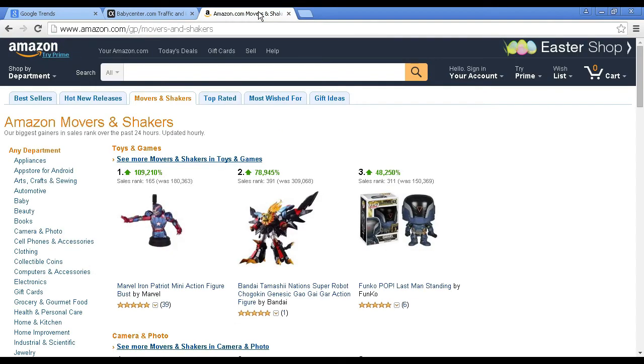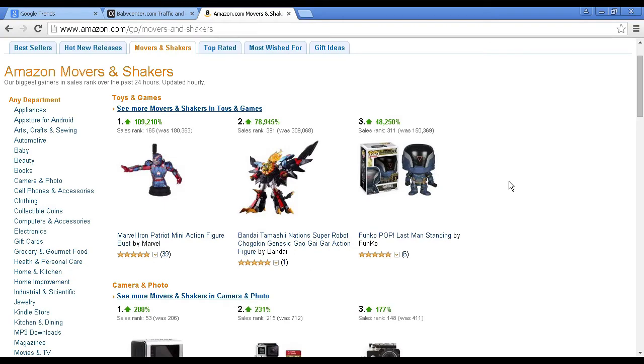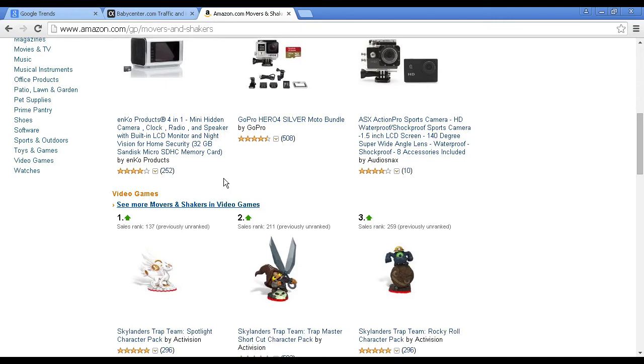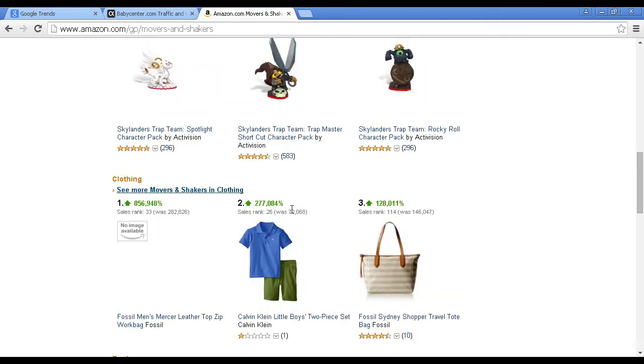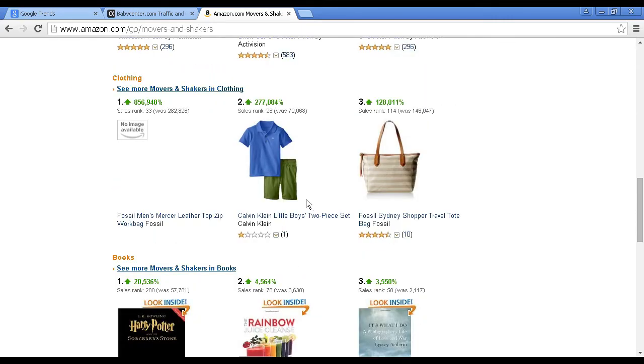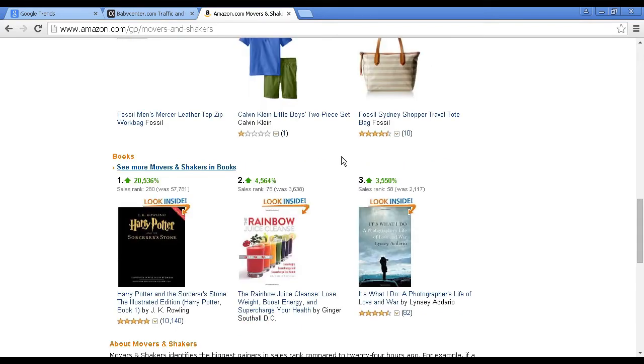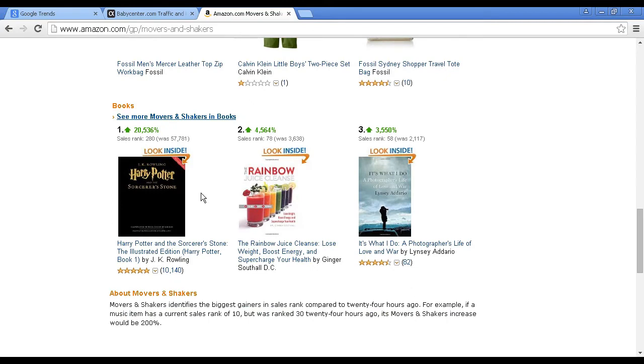Finally, there's Amazon.com Movers and Shakers, where you can see which particular items are increasing in popularity. You can go through all sorts of things: toys and games, cameras and photos, video games, and so on. You can do things like clothing or books, and you can see, for example, the latest Harry Potter is up 20,000 compared to previously. So it gives you an idea of the sort of thing that people are looking for right now.